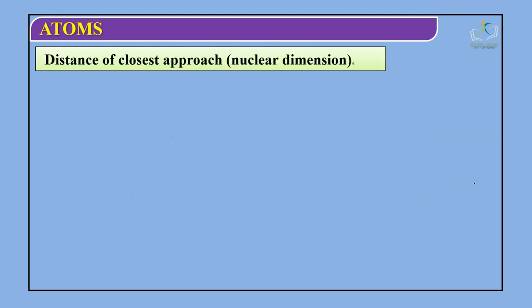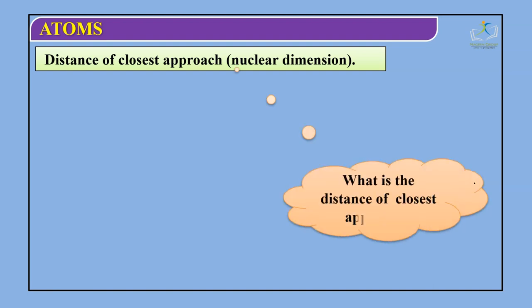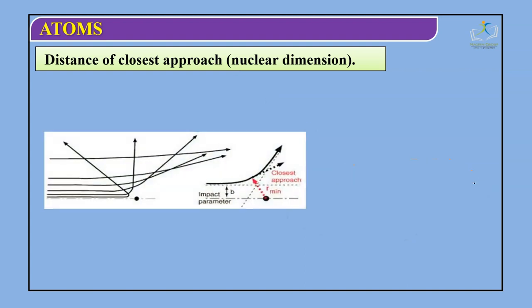Distance of closest approach or nuclear dimension. Now we just want to conclude what the nature of the nucleus actually is. Is it spherical in nature, triangular in nature, or square in nature? For that, we need to know how close the alpha particle can get to the nucleus. So what is the distance of closest approach?